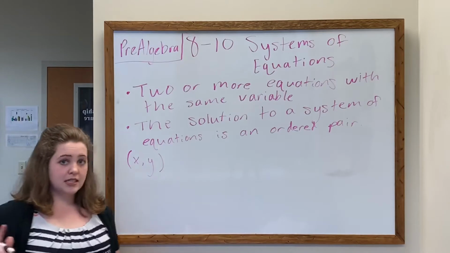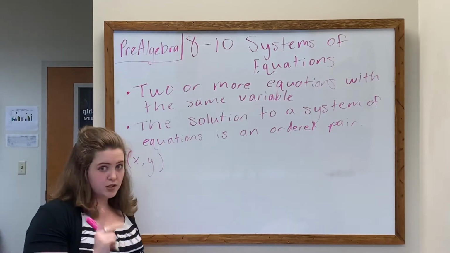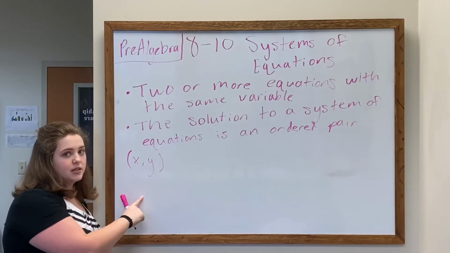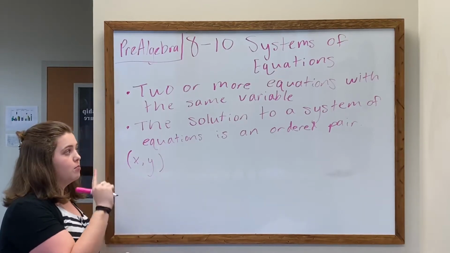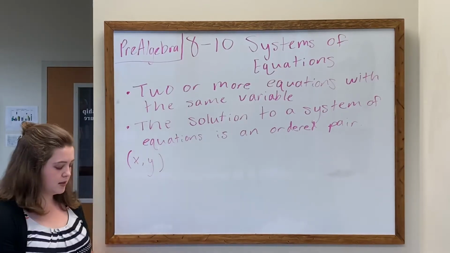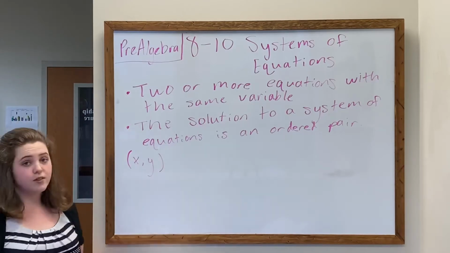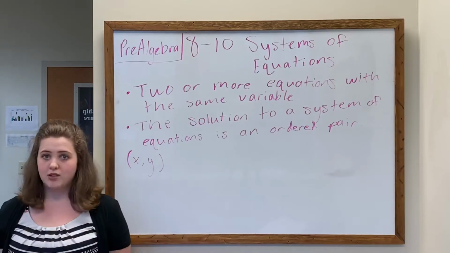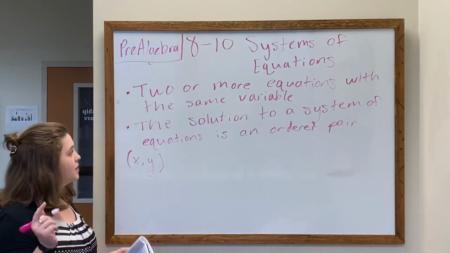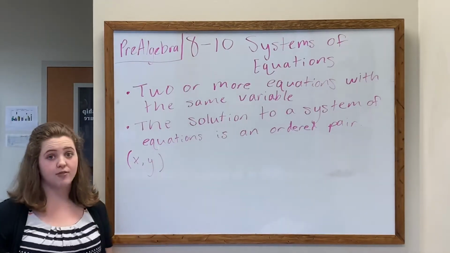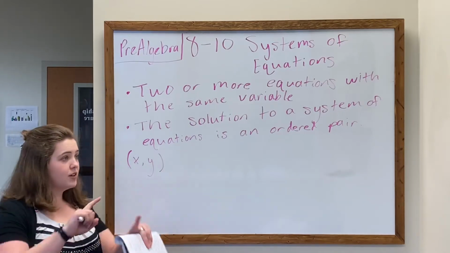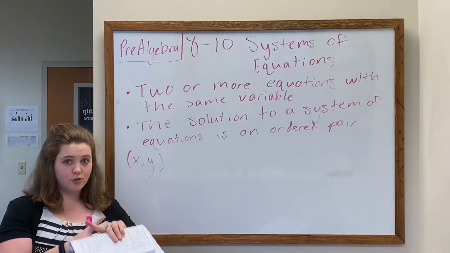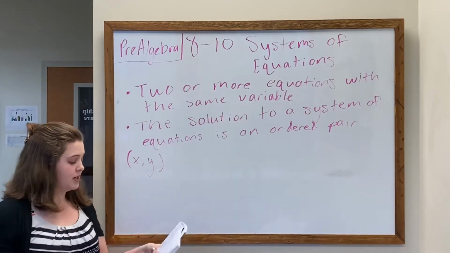So essentially in this lesson, you're going to be given two separate equations, and you're going to have to figure out what point is true on both lines. There's two ways that we can do this. We're going to look at one way today and one way tomorrow. But today we're going to do it just by graphing the two lines and figuring out where the two lines intersect, because that's going to be the point that's true of both lines.